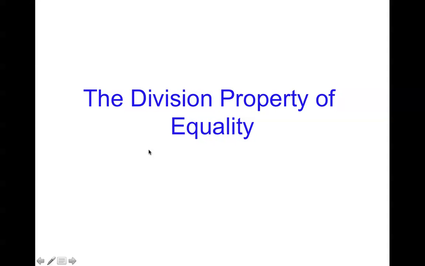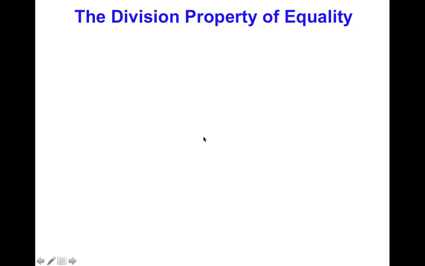Today we're going to go over the division property of equality. All right, so what I have next is a simple problem: 3 times a number I don't know equals 6. I hope everyone knows what the answer to that is right now. Hopefully you already know the answer is going to be 2. But what does the picture of this problem look like? Let's take a look.